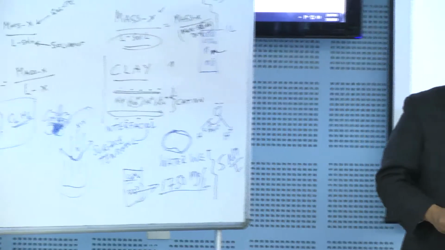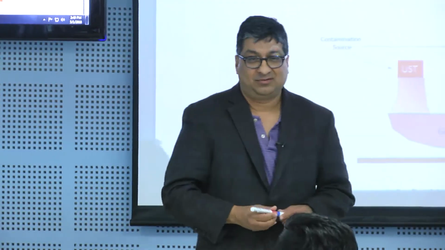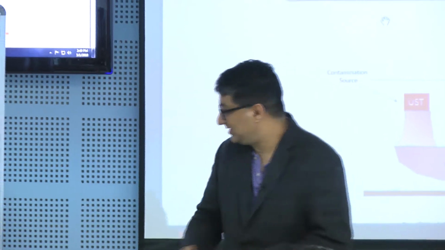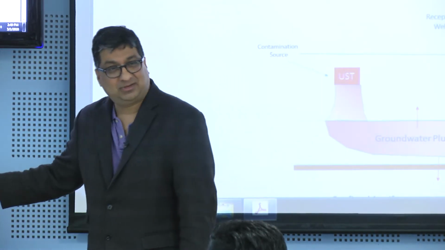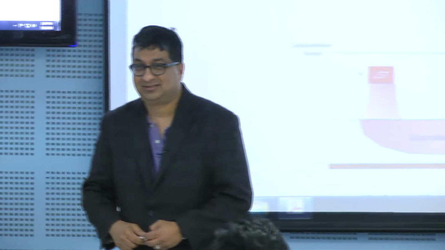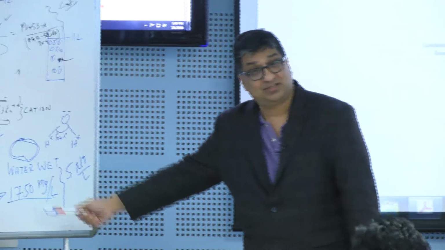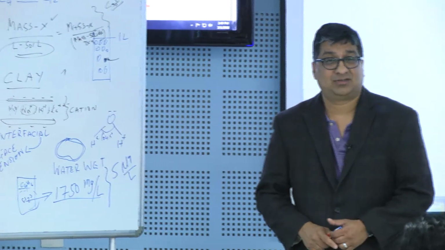Five micrograms per liter. Okay, so this is how much? 1750 times 1000 micrograms per liter. This is 5 micrograms per liter. Okay, so this is relatively small. How much salt can I add to water?